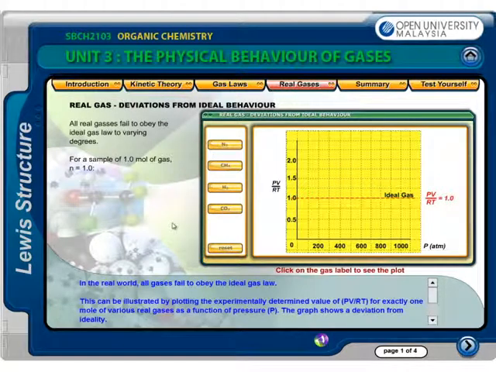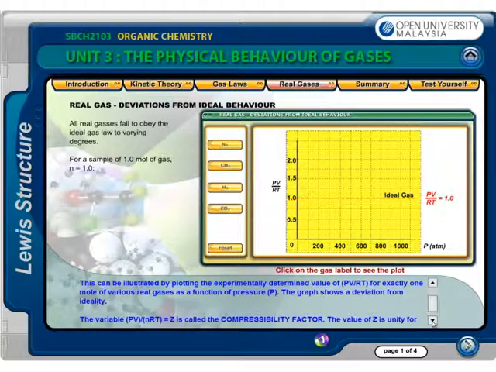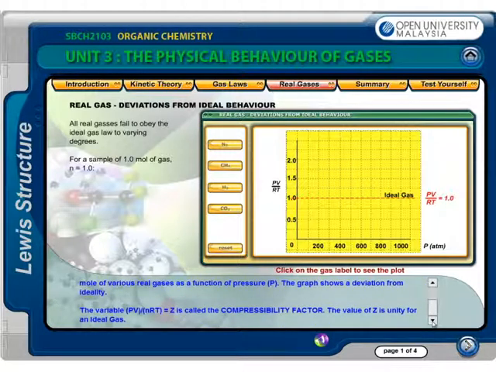In the real world, all gases fail to obey the ideal gas law. This can be illustrated by plotting the experimentally determined value of PV divided by RT for exactly 1 mole of various real gases as a function of pressure P. The graph shows a deviation from ideality. The variable PV divided by nRT equals Z is called the compressibility factor. The value of Z is unity for an ideal gas.